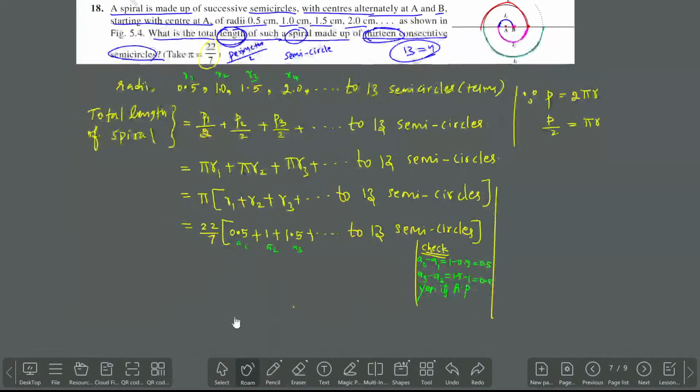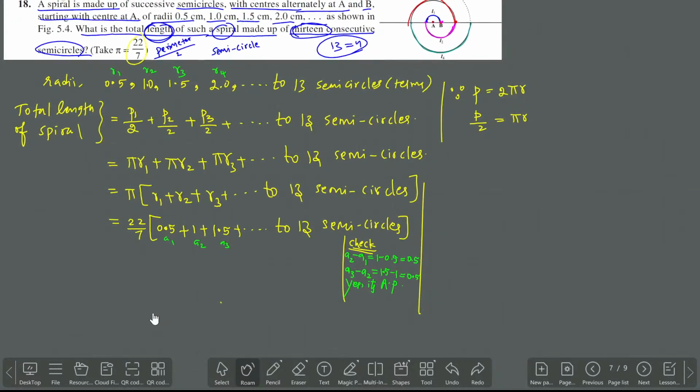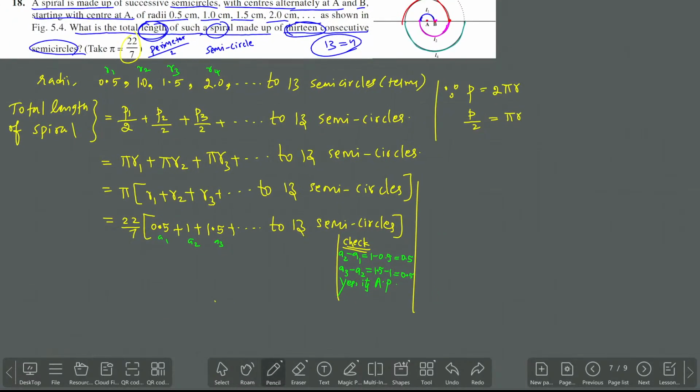I hope it is visible. So we are moving to the formula. What is the formula? Then we can use the formula Sn equal to n by 2, open bracket 2a plus n minus 1 into d. This formula I am going to use. Now directly you come here.